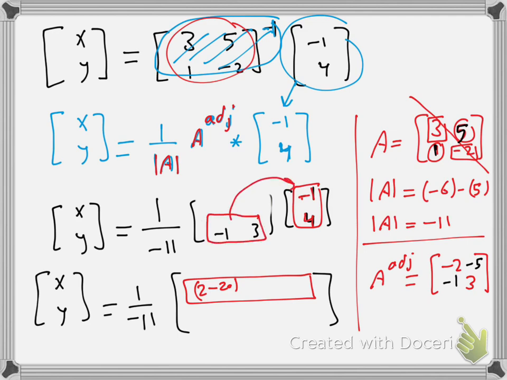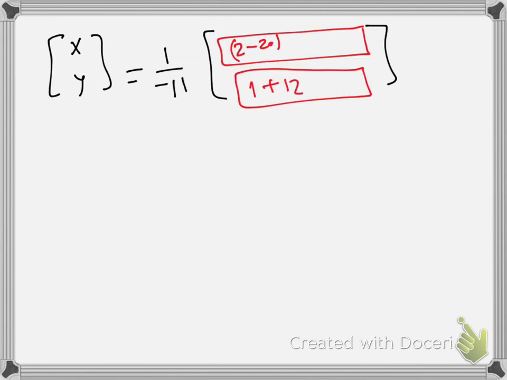Then let's multiply the second row by the column. It will give us a new row. The first number with the first number, negative 1 times negative 1, will become positive 1. And 3 with 4, which will become what? It will become 12. Now let's simplify the answer.